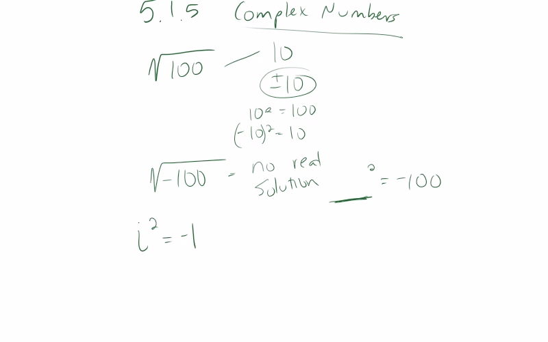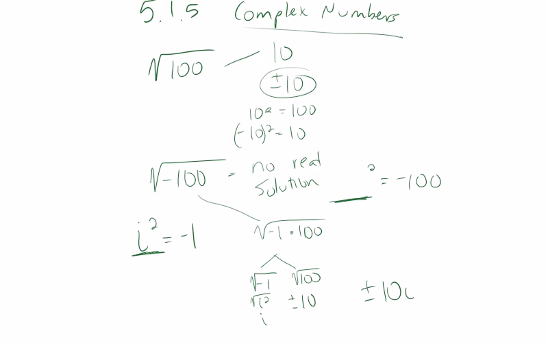but it's called an imaginary number. So I take this right here and I break this down into negative 1 times 100, which breaks down to the square root of negative 1 and the square root of 100. What is the square root of 100? 10, plus or minus 10. The square root of negative 1: what is negative 1 equal to? Negative 1 is equal to i squared. So this is the same thing as the square root of i squared. What's the square root of anything squared? Itself, right? So this is i. So my final answer is plus or minus 10i.